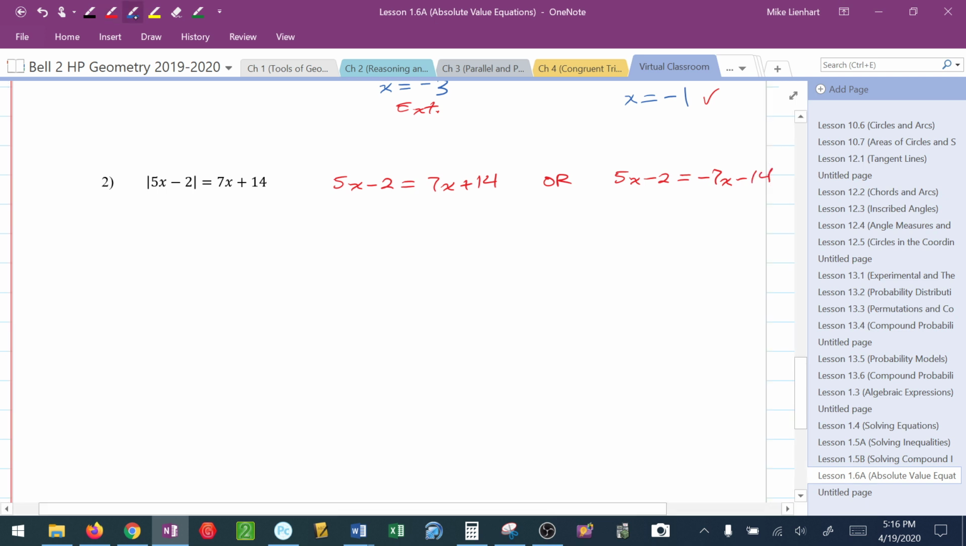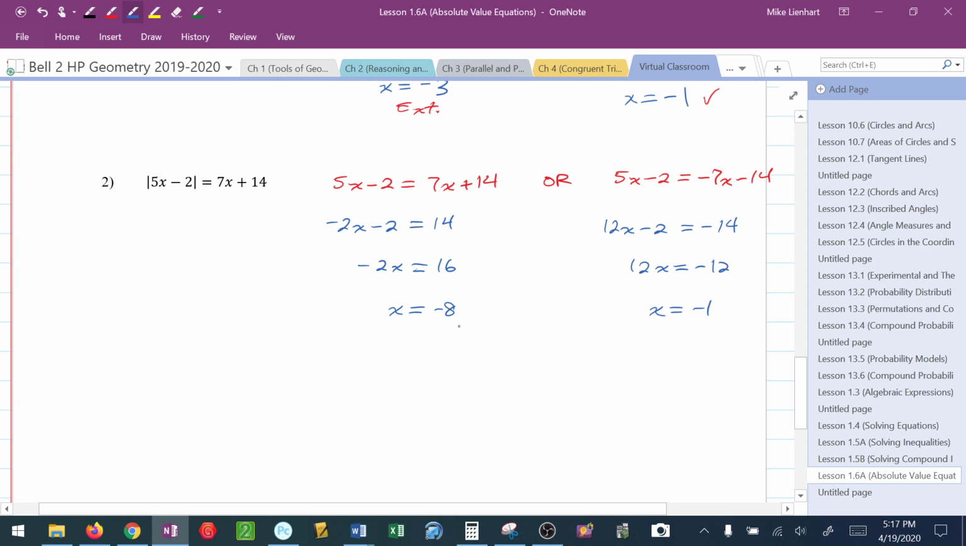Solve the first one by subtracting 7x. Negative 2x minus 2 is equal to 14. I'm going to add 2, so negative 2x is equal to 16. Divide by negative 2, I get x is negative 8. Solve the second equation. I'm going to add 7x to both sides, so 12x minus 2 is equal to negative 14. Add 2, 12x is negative 12. Divide by 12, x is negative 1.